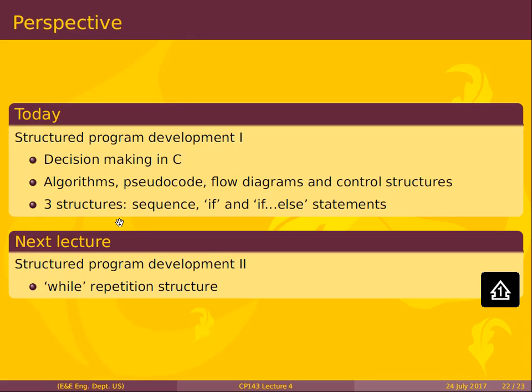So today, or that day at least, you looked at how decisions are made in C: the concept of algorithms, pseudocode, flow diagrams, and control structures. And then you also have these three structures: sequences, if and if-else statements. In the next one, I'm going to look at while repetition structures, how a while works. But before I get there, does anybody have any questions about this lecture?